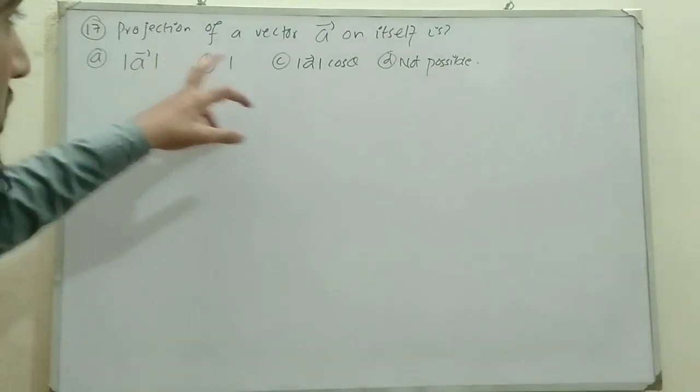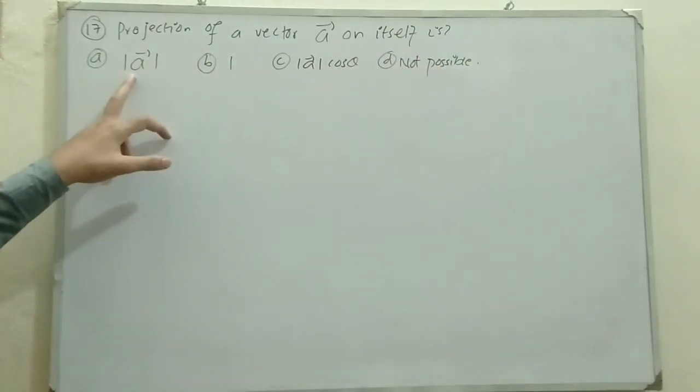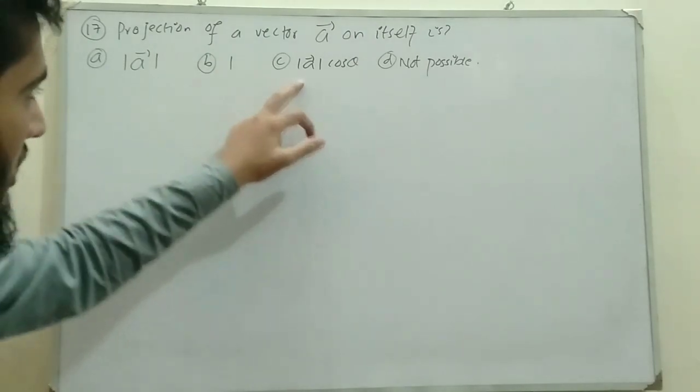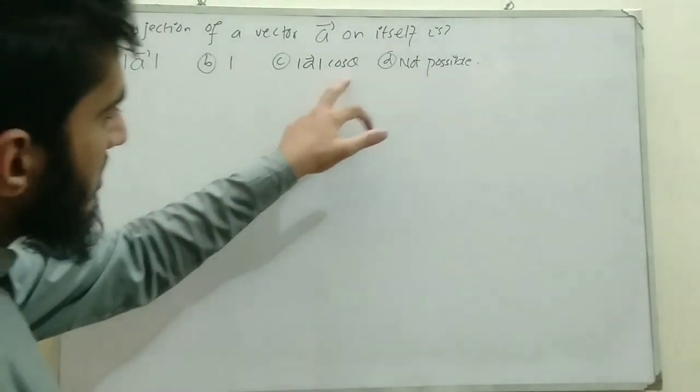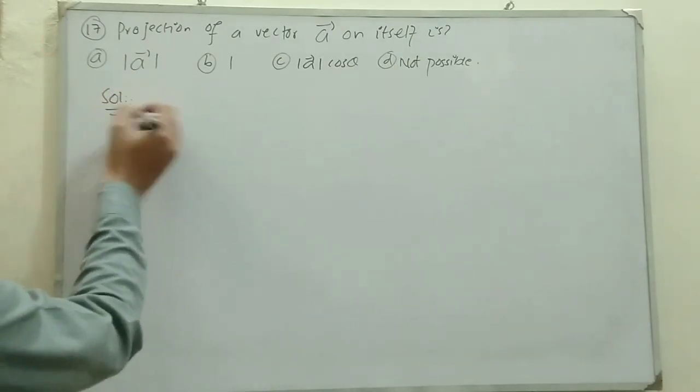It tells that a projection of a vector A on itself is: option A, absolute A or modulus A; option B, 1; option C, absolute or modulus of A cos theta; and the last option, not possible. So move towards a solution of MCQ number 17.